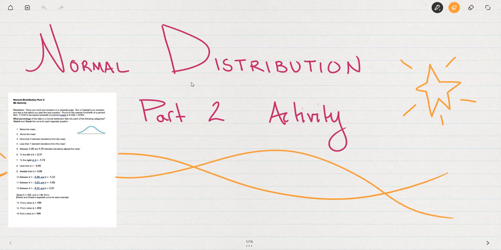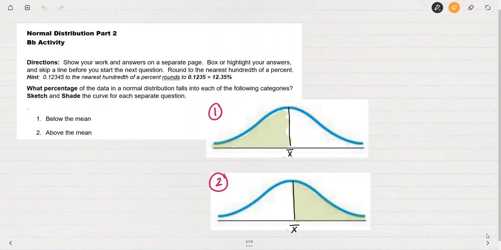In this video, I'd like to give you some guidance on this normal distribution part 2 activity. In this activity, we will be using the charts that give us the data on pages 798 and 799 of the electronic textbook. You may want to refer to those charts. I'll show the charts here in the video, but you may want to have easy reference to those as we go. Here's the directions for this activity.